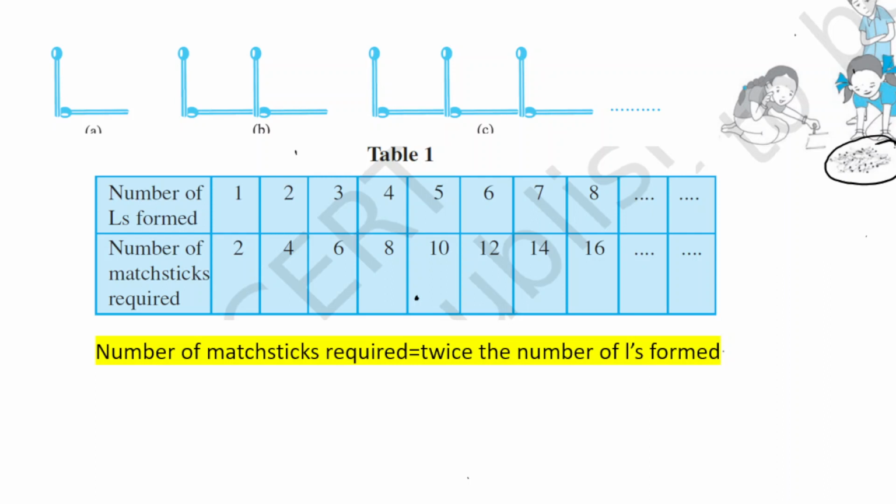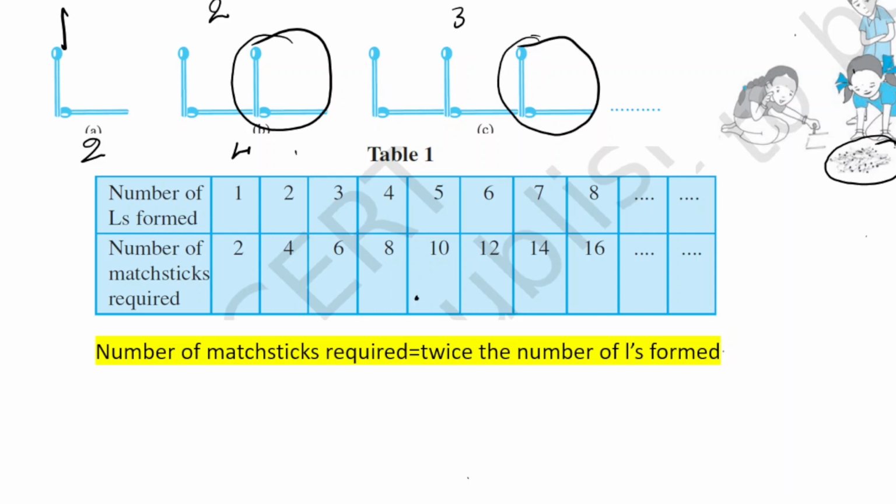Here the number of matchsticks required to form one L is two matchsticks, and to form two L's we have added two more matchsticks and formed another L, and the number of matchsticks required is 4. To form 3 L's, we have again added 2 more matchsticks to form the letter L, and the number of matchsticks required for the formation of 3 L's is 6 matchsticks.